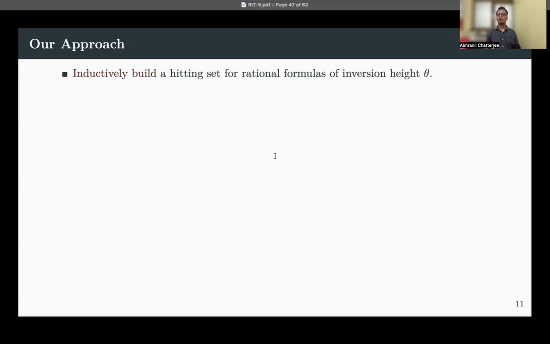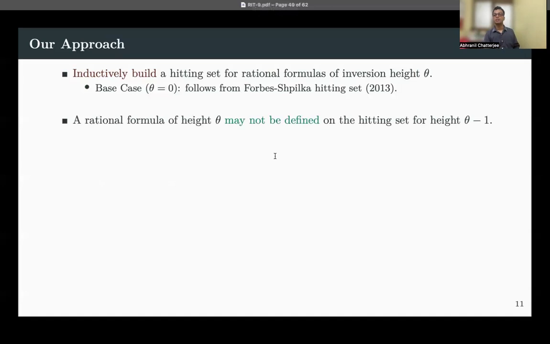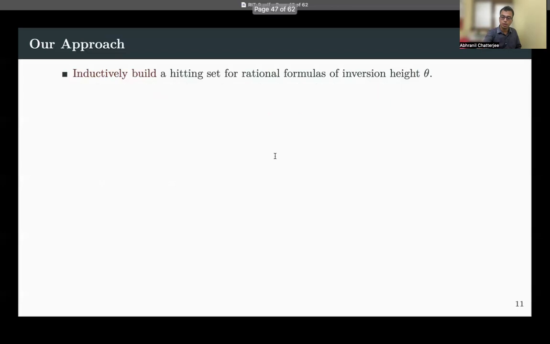So we want to construct a matrix tuple for which a rational formula will be defined. Our idea is to inductively build a hitting set for every height, for rational formulas of each inversion height. Consider the base case where theta equals 0, where you don't have any inverse gates. This is exactly the non-commutative formula for which you already have a quasi-polynomial hitting set. But the difficulty is that a rational formula of height theta may not be defined on a hitting set for height theta minus 1. Why?